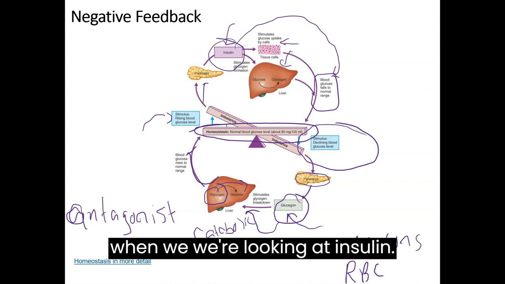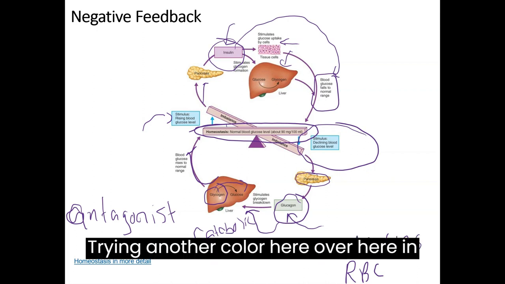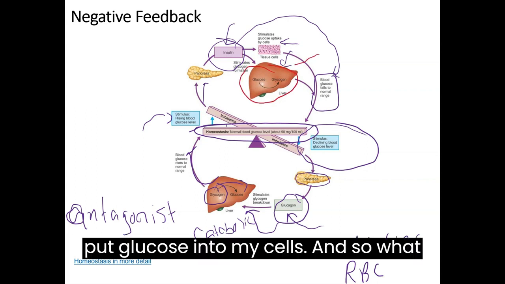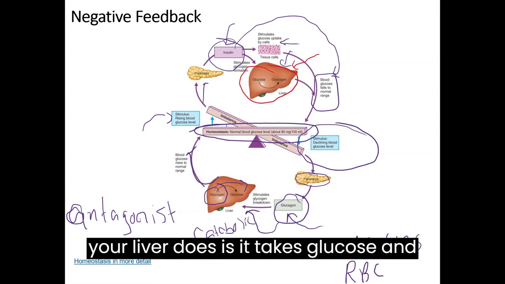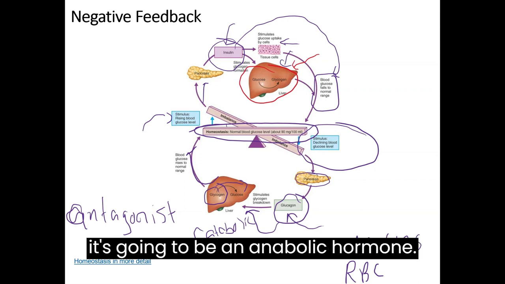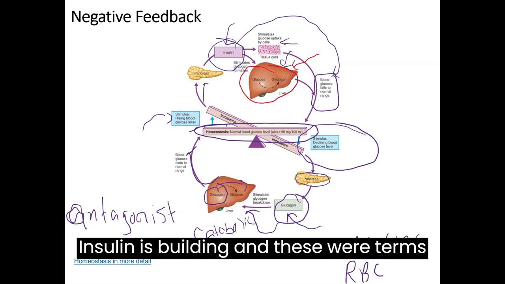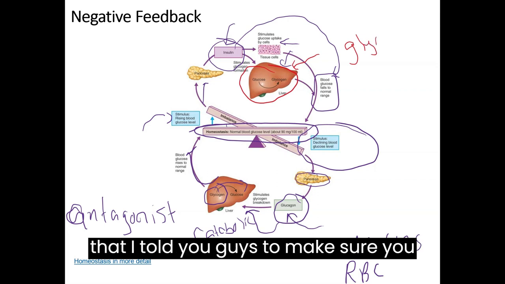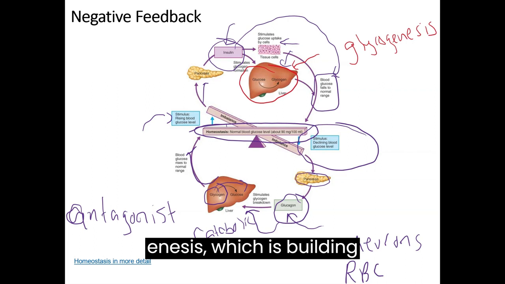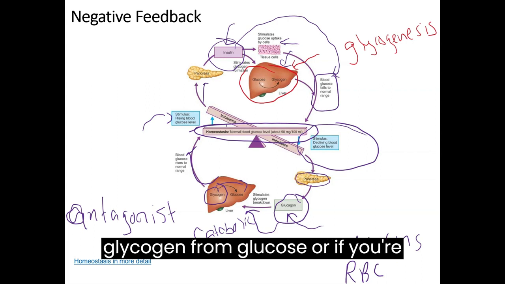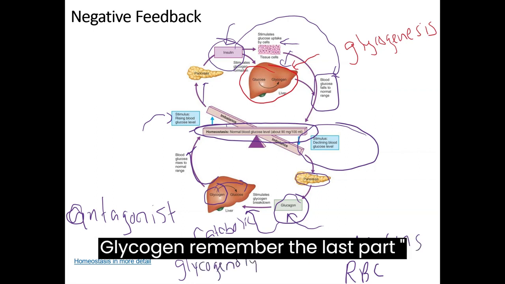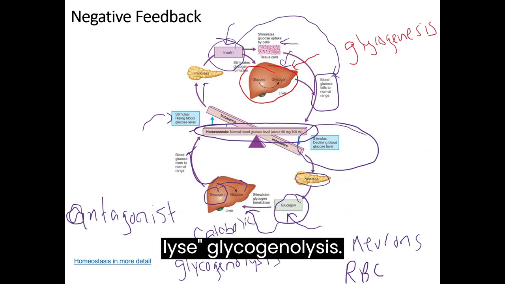So by the way, when we were looking at insulin, over here in my liver, remember insulin is going to put glucose into my cells. And so what your liver does is it takes glucose and it packages it into glycogen, right? So it's going to be an anabolic hormone. Insulin is building. And these were terms that I told you guys to make sure you reviewed. So you have glycogenesis, which is building glycogen from glucose, or if you're breaking it down, remember the last part? Lysis, glycogenolysis.